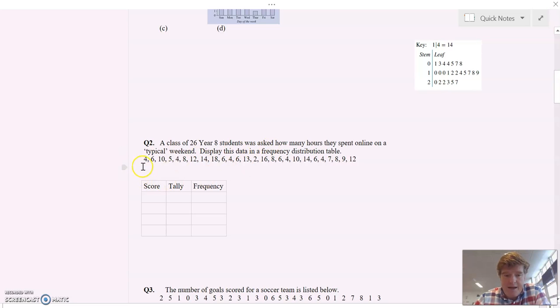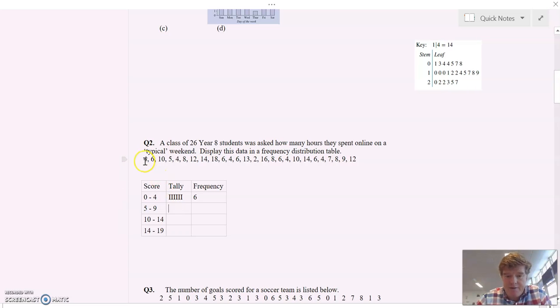The data goes from 4 and 6 all the way up to 18 seems to be the most. So if we do it this way: 0 to 4, 5 to 9, 10 to 14, 15 to 19. Now we start putting the tallies in. Let's see how often something occurs. We've got a 4, another 4, another 4, a 2, a 4, and a 4. When you add that up, 1, 2, 3, 4, 5, 6, the frequency is 6.